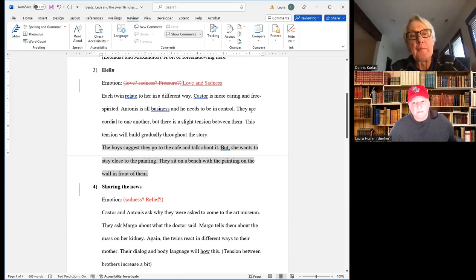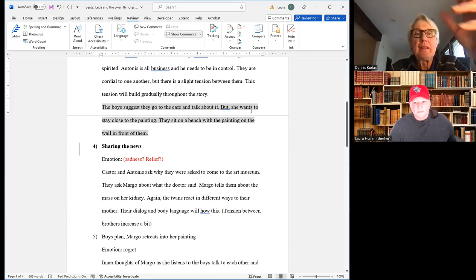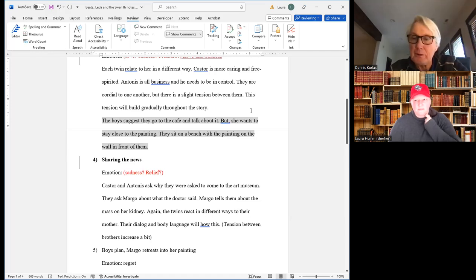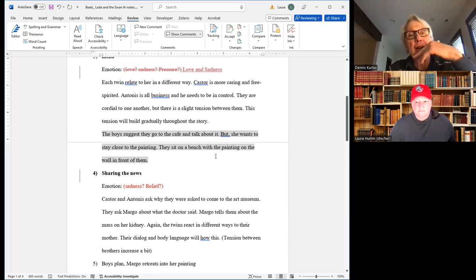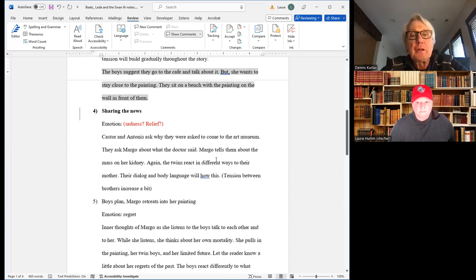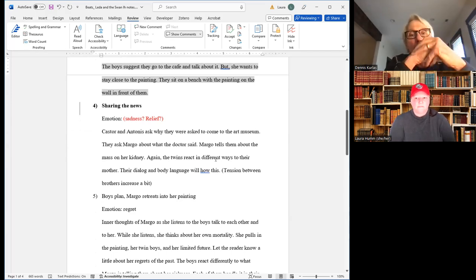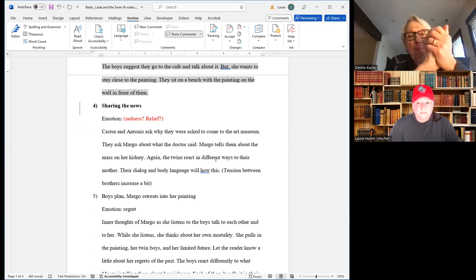Okay, good. And then we switch the order around. Then they suggest they go someplace other than there. But she wants to stay closer to playing, so they sit on this bench at the museum. So we're moving into the fourth one, and they're asking her, she tells them about the kidney thing.